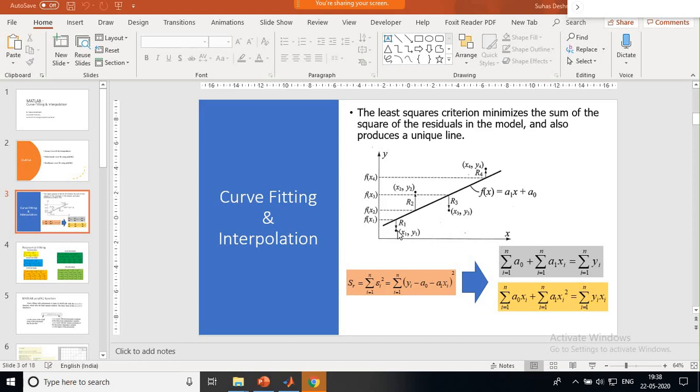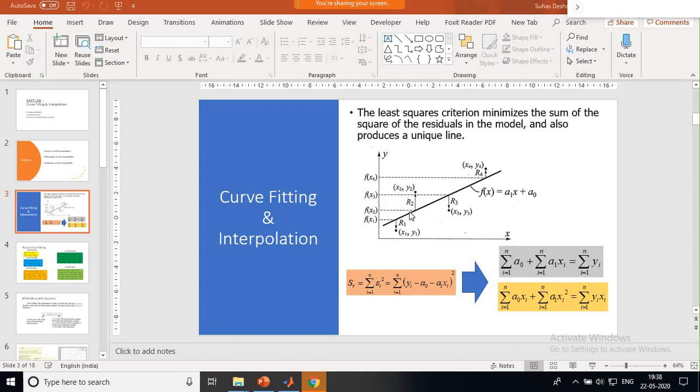That is the reason: if you square any number, positive or negative, it will convert into a positive number. That is the technique you are going to use in least squares. You square the error and then sum the squared errors. That is what we are going to execute, and this is the equation we get. When this error equation is 0 all the time, then I will get 100% perfect fitting.